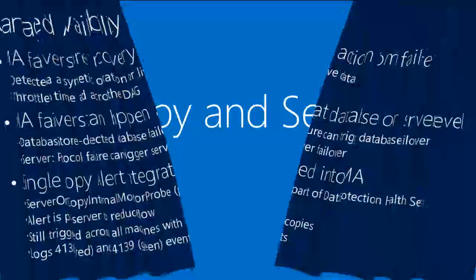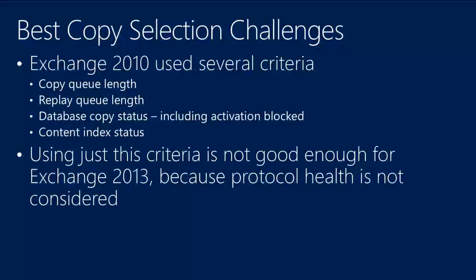All right, let's talk about best copy and server selection. So again, the challenges around BCS goes back to what I was saying earlier about the health model that we use in Exchange 2010. Exchange 2010 is just looking at your database health, your content index health, the copy queue length, and the replay queue length, and it's going through all these series of criteria to figure out if I have a viable candidate for failover. Okay, and that worked great in 2010 because of the architecture we had in 2010. It doesn't work so well in Exchange 2013 because it's not telling us the whole story.